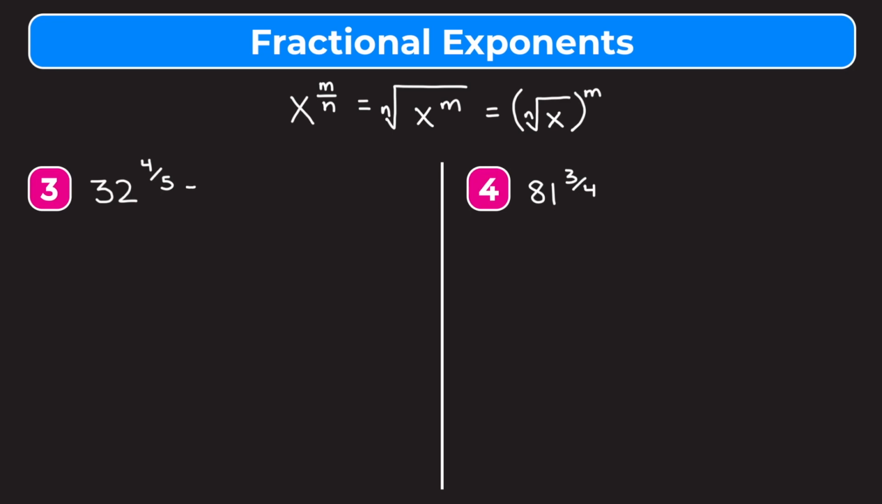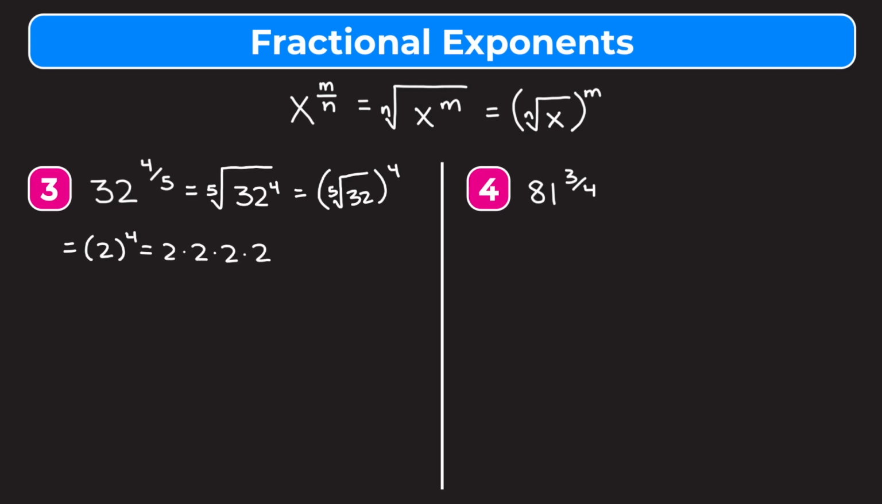So let's start by rewriting this as a radical or a root. So our denominator of 5 will be the little number in our root, and the 4 will be our exponent. So we have the 5th root of 32 to the 4th, and then we can rewrite this as the 5th root of 32, all raised to the 4th power. And the 5th root of 32 is going to be some number that when raised to the 5th is equal to 32. And that's going to be 2, because 2 to the 5th is 32. So we have 2 to the 4th, and 2 to the 4th is just 2 times 2 times 2 times 2, which is going to give us 16.